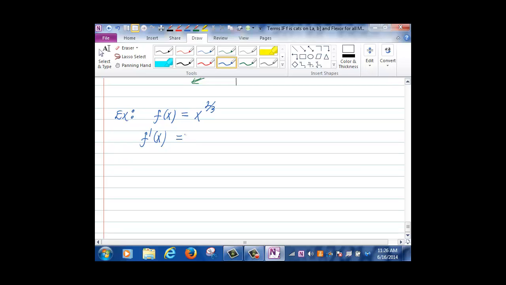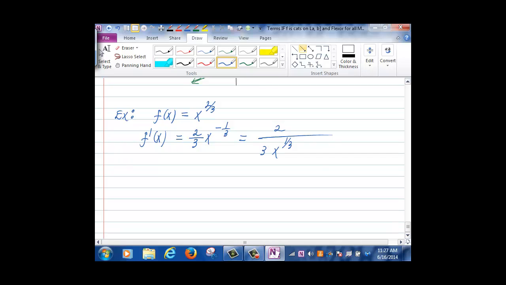What's the derivative here? It's going to be 2/3 times x to the what? 2/3 minus 1, negative 1/3. Very good. So then I get 2 divided by 3 times x to the negative 1/3. Now, again, the derivative does not exist at 0, right?